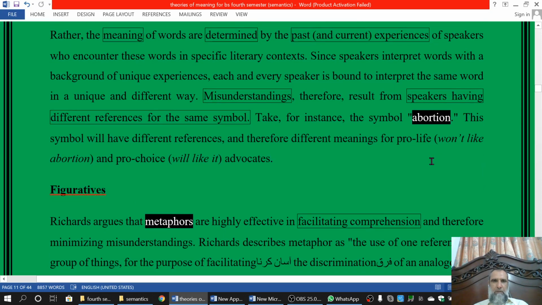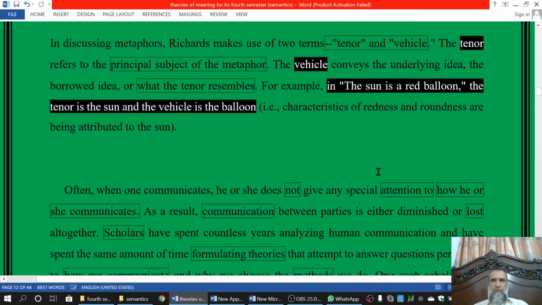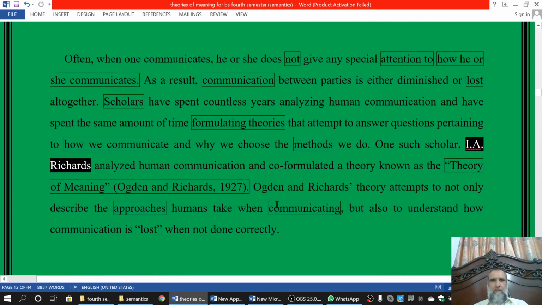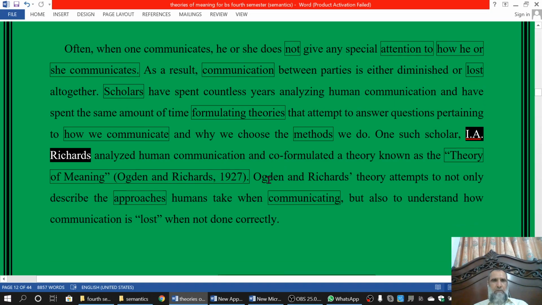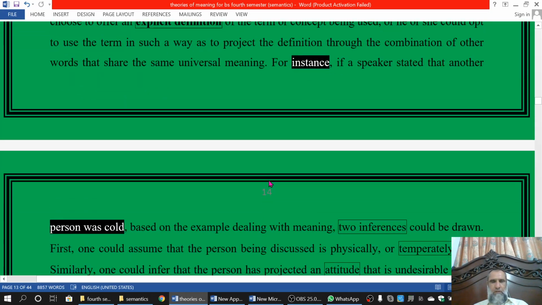We gave the example of abortion. We also said that metaphors are important. We also talked about tenor and vehicle, and then the thing got started in this paragraph. We learnt a lot, and this continued up to the end. So this is all about this theory.